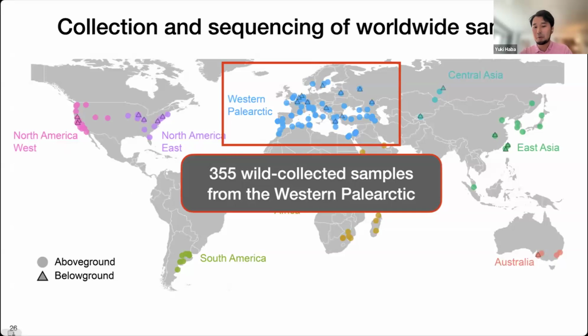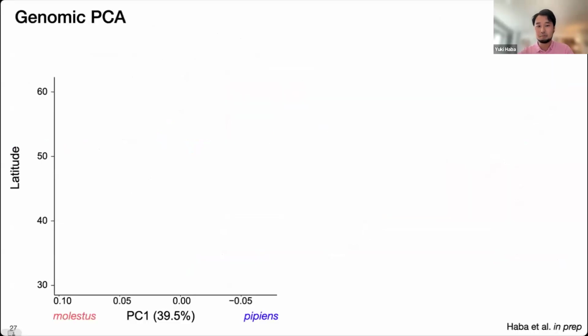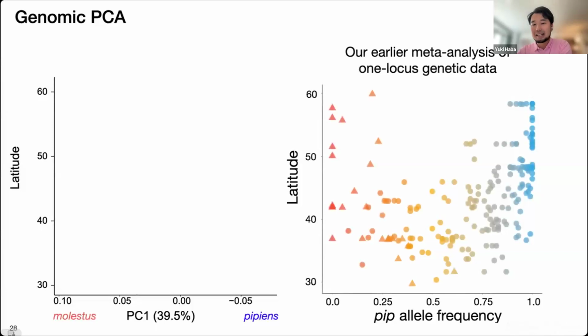Okay, let's just jump right into the genomic analysis result. Before showing you the full result, I will first say that using genome-wide SNPs, we found that the genomic PC1 represented the PPN's molestus axis. Our first goal here is to ask if PPN's molestus ancestry correlates with latitudes like this U shape, as predicted by our analysis of one locus data. Okay, let's see what the data say.